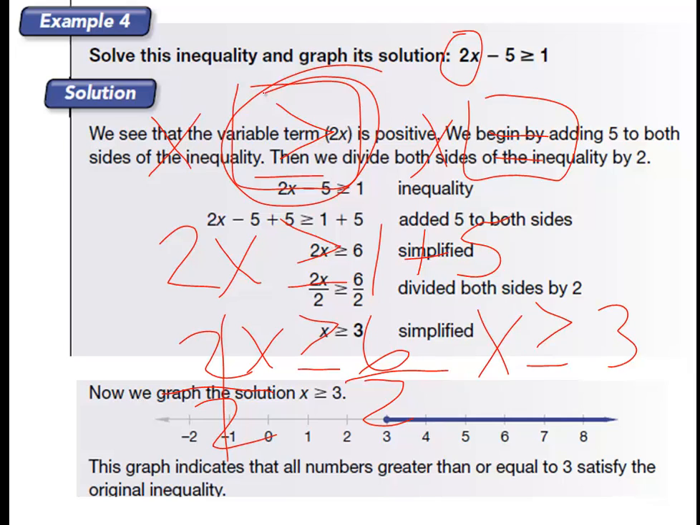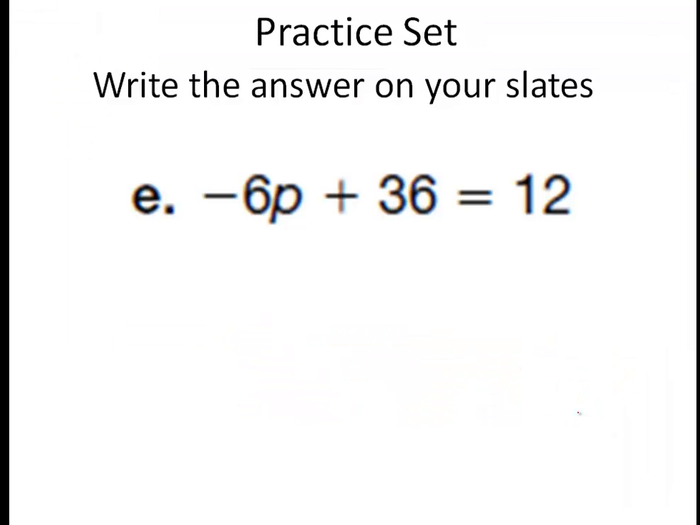All right? And then we graph our solution. In order to do that, we take all numbers greater than or equal to 3. So we're going to put a solid dot on the 3 because it's equal to 3. It includes the 3. And then we go all numbers greater than that. All right. That's one last practice, and then you get your TIDs.